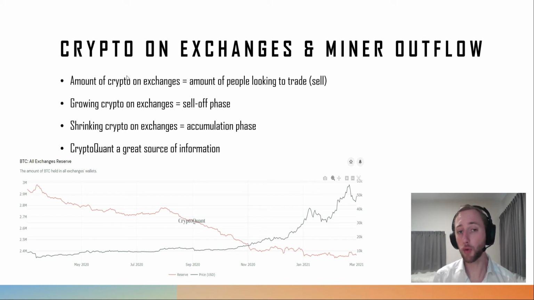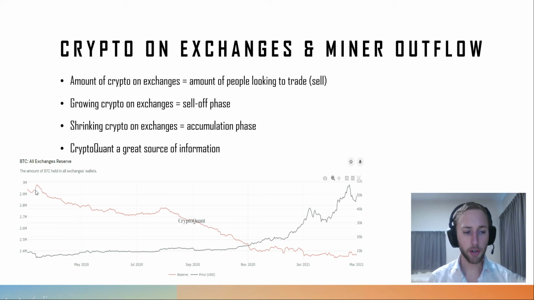If there's a lot of crypto on exchanges, a lot of people are looking to trade or sell. So when this volume of crypto on exchanges is increasing, you're dealing with a sell-off phase. More and more people are looking to sell their crypto. On the other hand, if the amount of crypto on exchanges is shrinking, you're dealing with a buying or accumulation phase. So let's backtest that theory real quick.